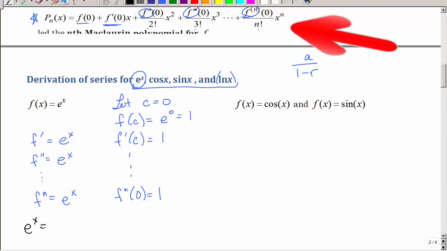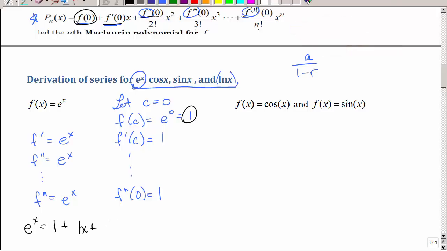Okay, so looking here, I just need to rewrite my function. So e to the x equals my function evaluated at c, which is 1, plus my first derivative, which is 1, times x, plus my second derivative evaluated at 0, which is 1, but this time I need to divide by 2 factorial, times x squared, and then keep going out forever. And that would express e to the x as a series.